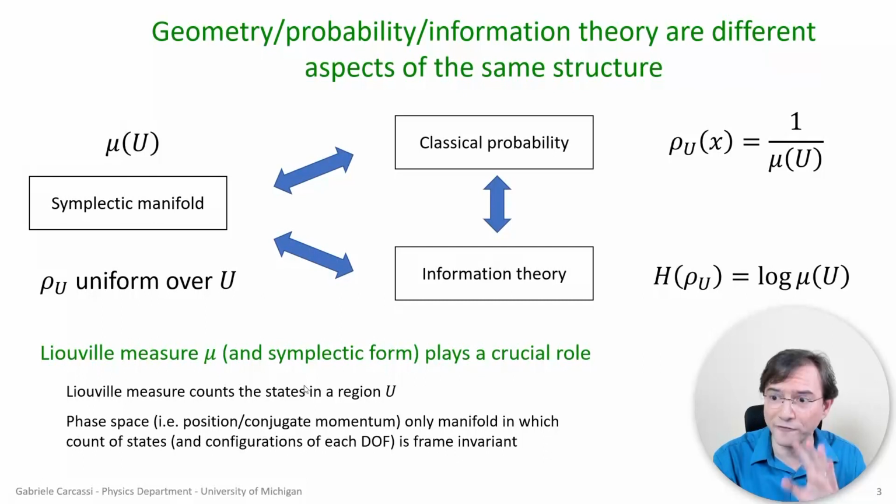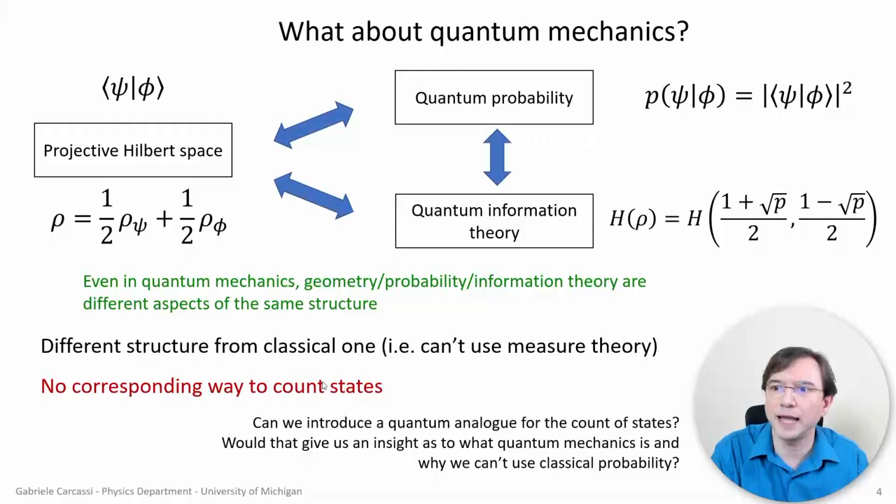So this is all perfectly understood for classical mechanics, and now we want to do something similar for quantum mechanics, because we want to understand quantum mechanics as well as we understand classical mechanics.